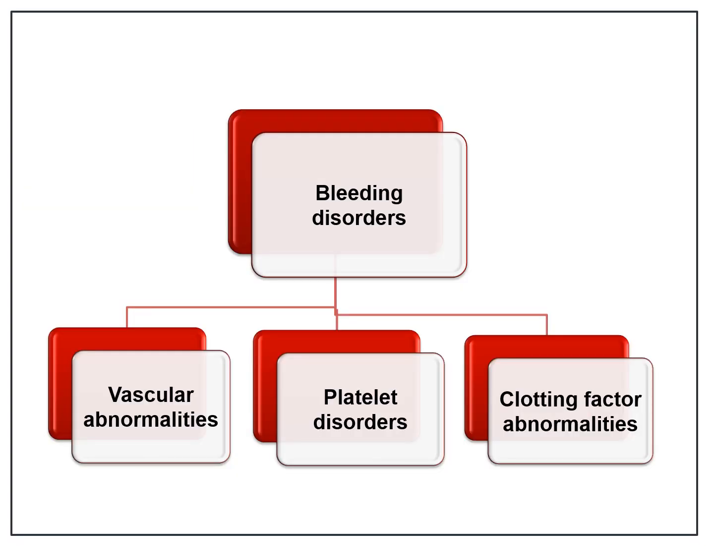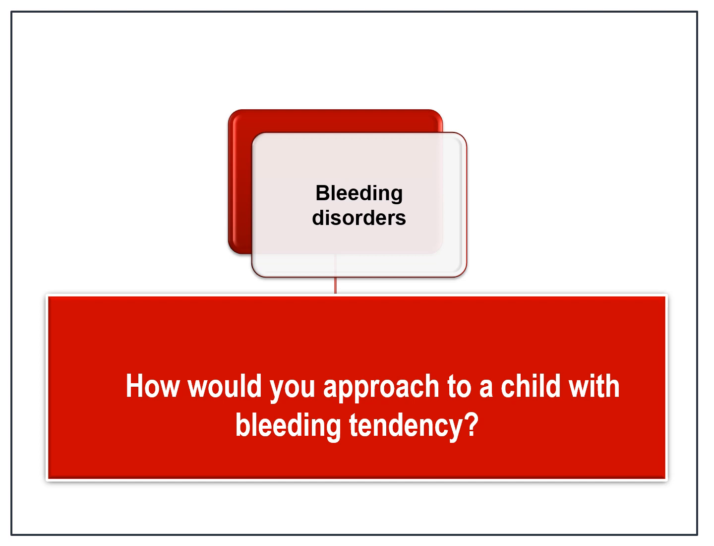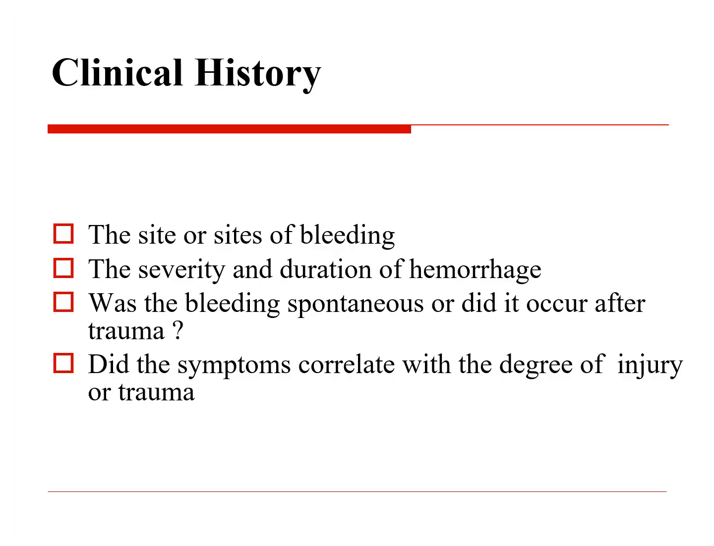So bleeding disorders result either from vascular abnormalities, platelet disorders, or clotting factor abnormalities. How would you approach a child with a bleeding tendency? Of course, the approach will always be through clinical history and physical examination, and then later on laboratory tests. The clinical history is very important to provide us with useful information.